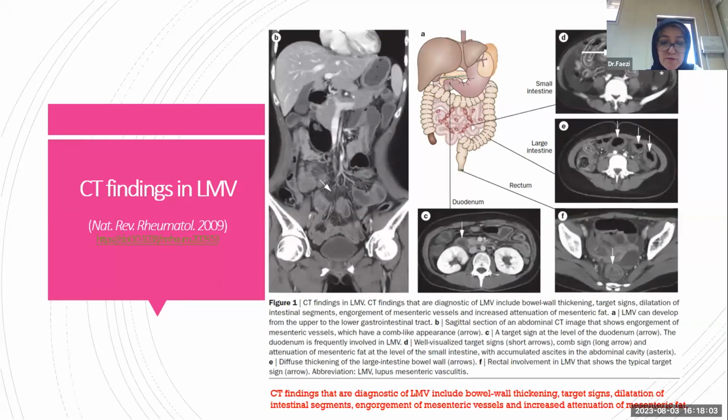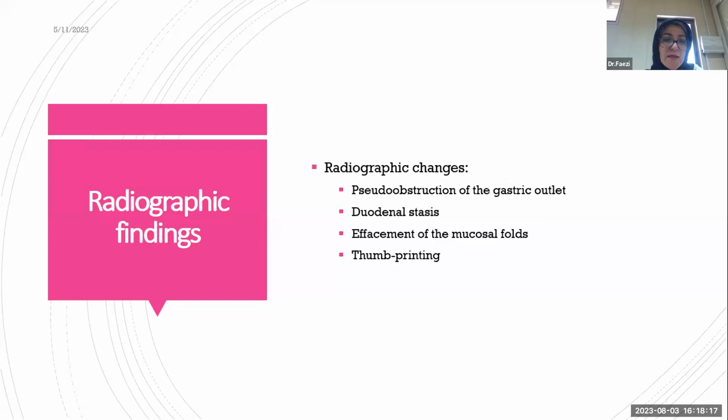The findings that are diagnostic for lupus mesenteric vasculitis include bowel wall thickening, target sign, dilatation of intestinal segments, engorgement of mesenteric vessels, and increased attenuation of mesenteric fat. And sometimes we may have no access to CT, so radiographic findings can help us in the diagnosis of bowel inflammation, such as pseudo-obstruction of the gastric outlet, duodenal stasis, effacement of the mucosal folds, and thumbprinting, as Dr.